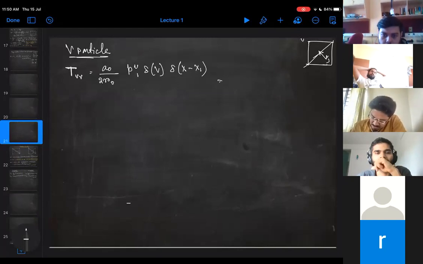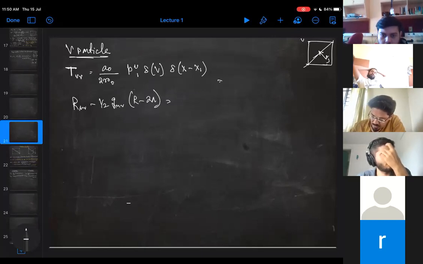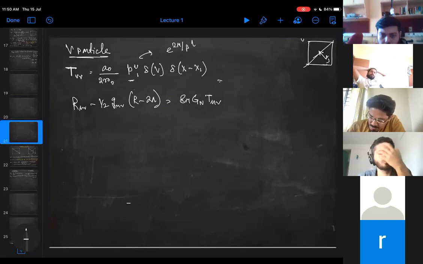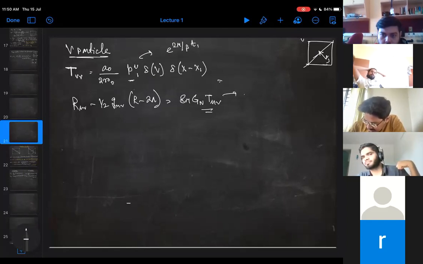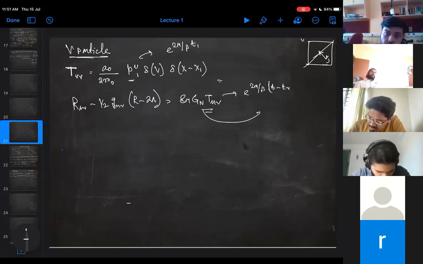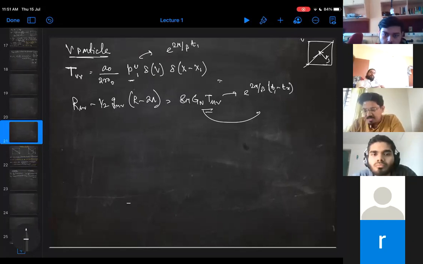Now if you put this object in Einstein's equation, for example, this P1U essentially has the strength of the shock. This has factors of e to the power 2 pi beta times T1. If you look at this T mu nu, it has this factor e to the power 2 pi beta times T, and this G Newton gives rise to this T star. So when this T1 is roughly of the order of T star, this object becomes order one and we have to take into account its back reaction. That's what we are doing now.